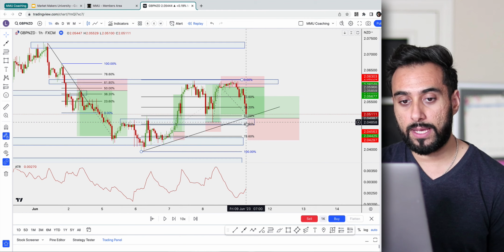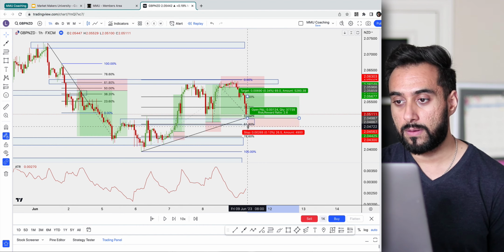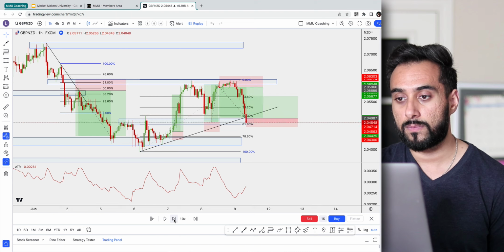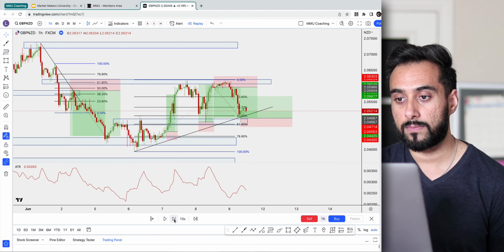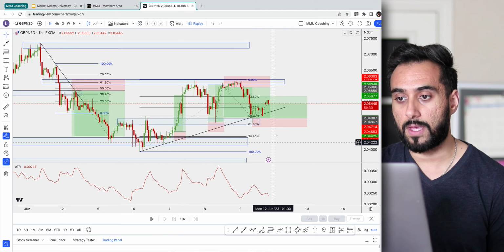Stop loss, we're looking at an ATR of around 27 pips. Stop loss would be around this area over here. Good candle, nice rejection candle. And then there we are.